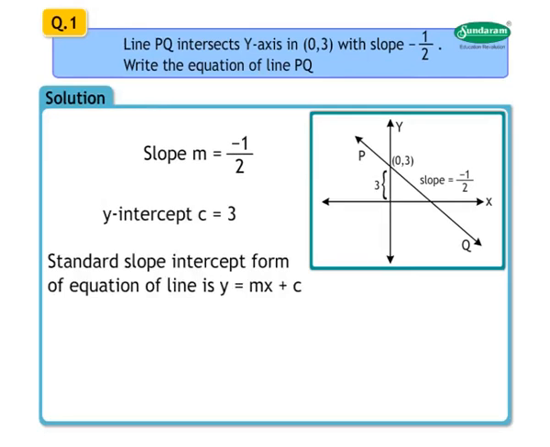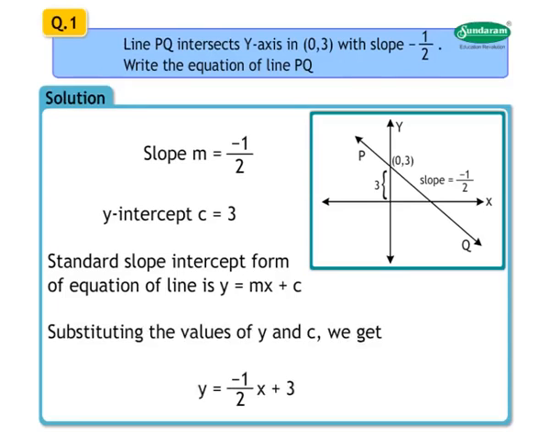Standard slope intercept form of equation of line is y is equal to mx plus c. Substituting the values of m and c, we get y is equal to -1 upon 2 x plus 3. Therefore, 2y is equal to -x plus 6. Therefore, 2y plus x minus 6 is equal to 0.